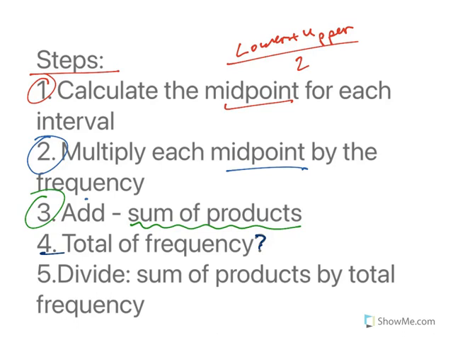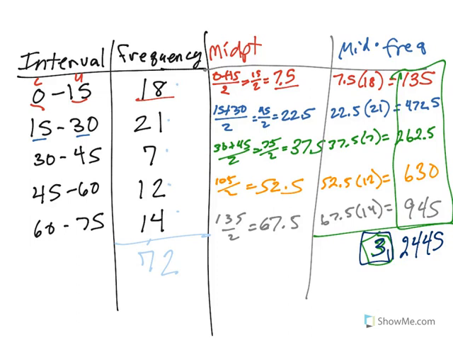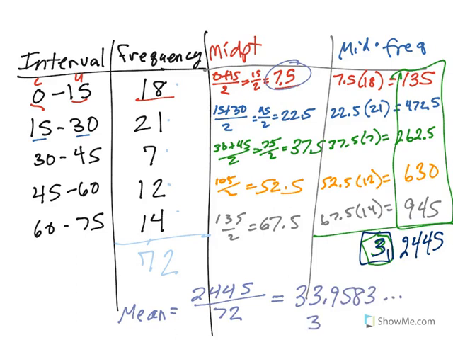Now, step 5, we need to divide the sum of the products by the total frequency. This emulates the idea of the mean, where we would take the sum of all. So the sum of the products is kind of a rough estimate. The midpoint, we would say, is an average of that first interval, and so we work this through. We would take the sum, 2445, divided by 72. When I get 2445 divided by 72, I get 33.9583..., which is roughly 34. And that would be the average for this mean of grouped data.